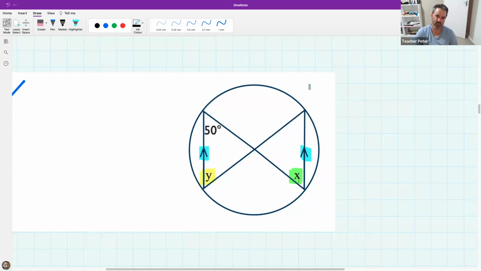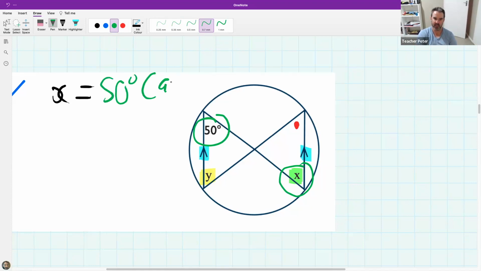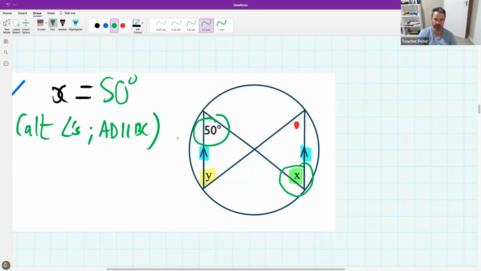Now, what relationship would be helpful to find X's value? Because the theorem I was just talking about says this angle is equal to this, but that doesn't help me. So what relationship is there between this and this, if those are parallel lines? Yes, use alternate angles. So X is 50, alternate angles. And if you had parallel lines, you would say like AD parallel to BC or whatever it is. Okay, so now we know that X is 50.